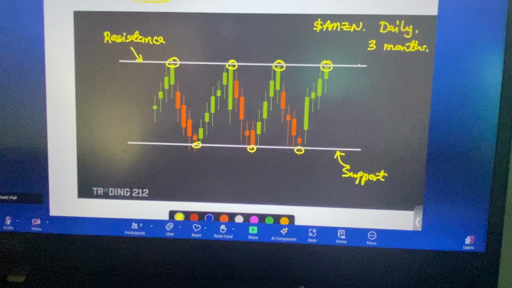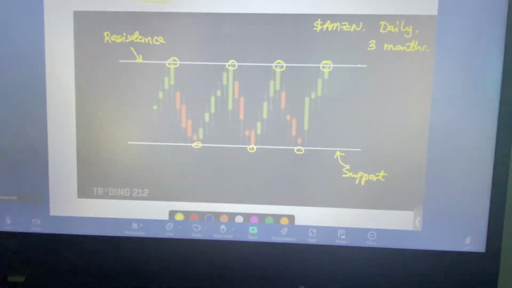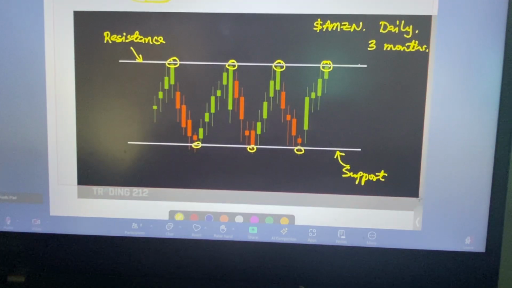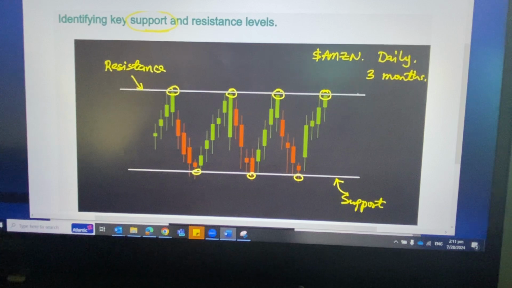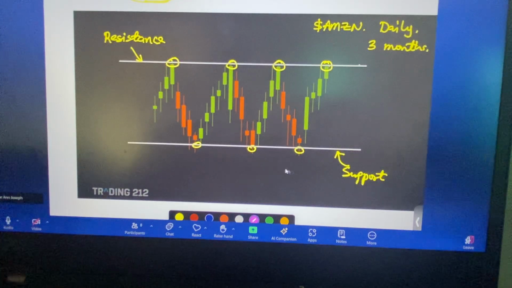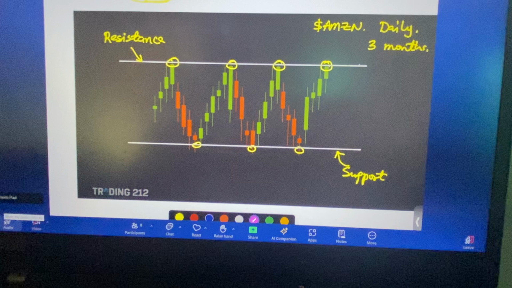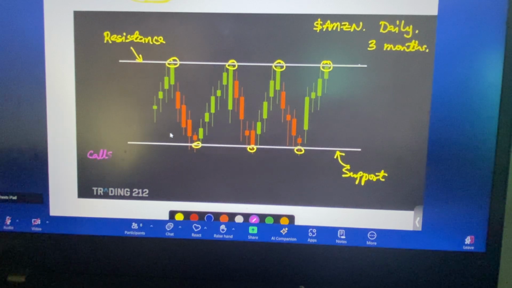And you are a trader in the market, you're looking at this Amazon chart. Where would you want to enter into a trade if you wanted to buy calls? Would you enter at support or would you enter at resistance? You say support? Why? Because there's potential to go up in terms of the price. Perfect. So you definitely would want to enter your calls at support.